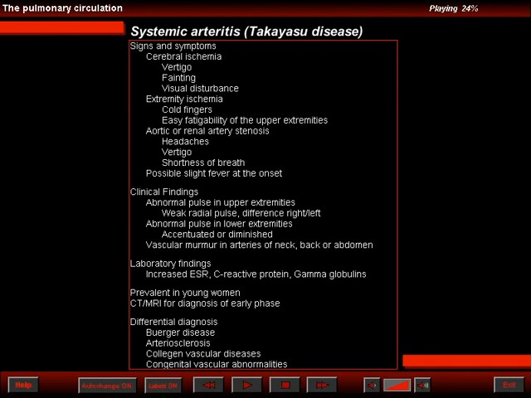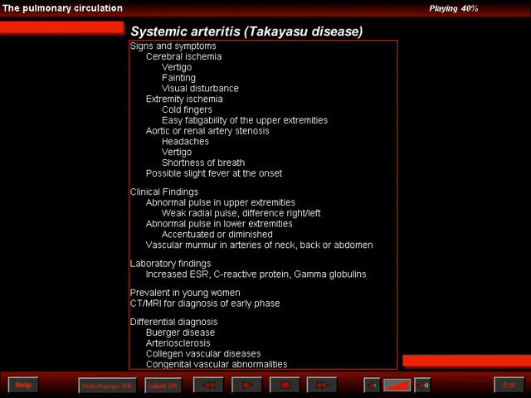Other clinical findings include abnormal pulses in the upper extremities, weak or diminished radial pulse, and right versus left difference in the radial pulses. In other words, the radial pulses should be obtained simultaneously in order to determine if there is any flow retardation in one extremity. Then we have other findings such as abnormal pulses in the lower extremities, be that accentuated pulses or diminished pulses.